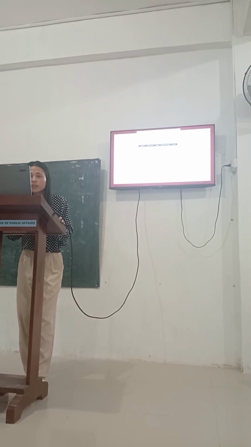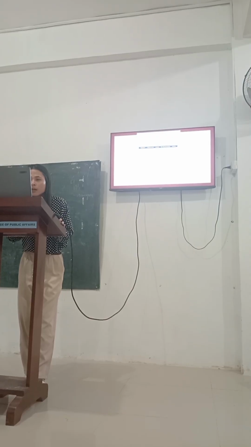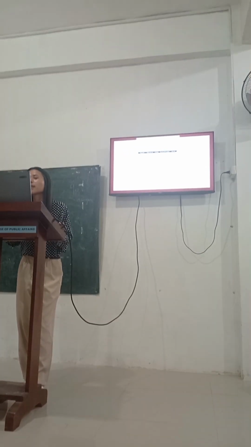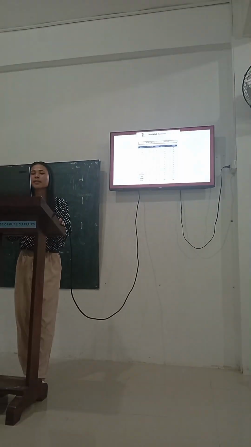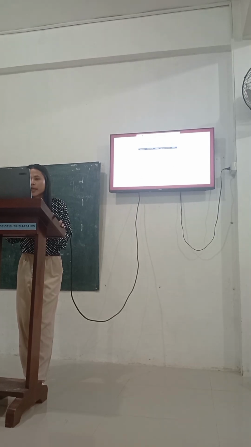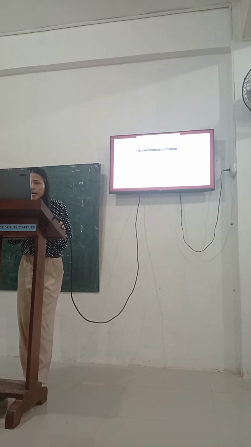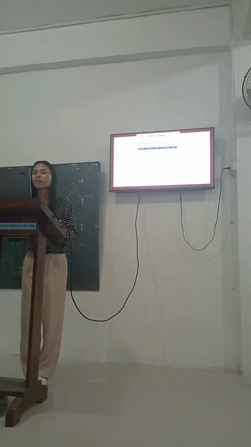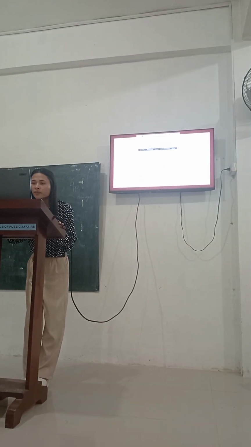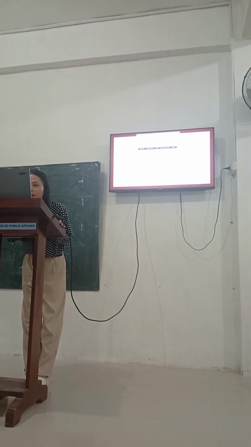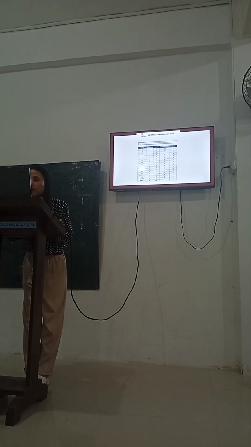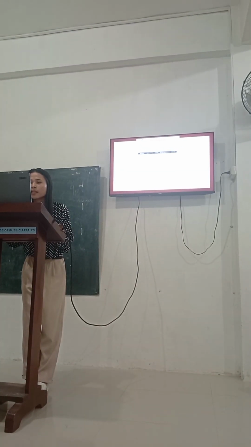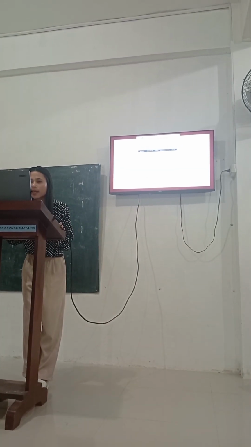And then Region 9 has none in provinces, 2 in cities, and 20 in municipalities, a total of 22. Region 10 has 3 in provinces, 3 in cities, and 42 in municipalities, a total of 48. Region 11, Region 12 has 4 in provinces, 4 in cities, and 20 in municipalities, a total of 28.